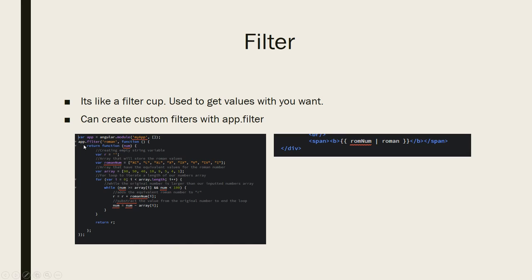You can see app.filter. Like I said earlier, you create a custom filter called Roman, and then your function tells what it does. And this is how you call it. This single line in the center of these two variables is actually the filter. So rom_num is the value in the HTML, and the filter is called Roman.